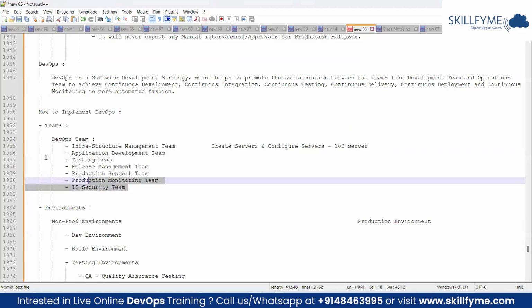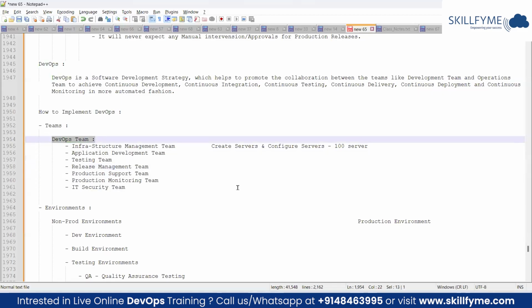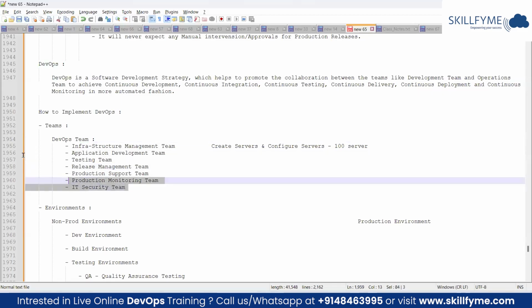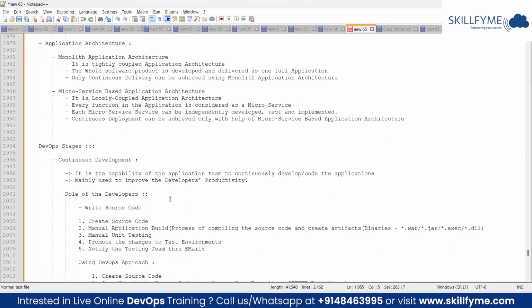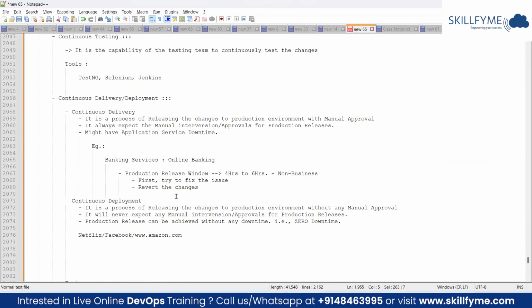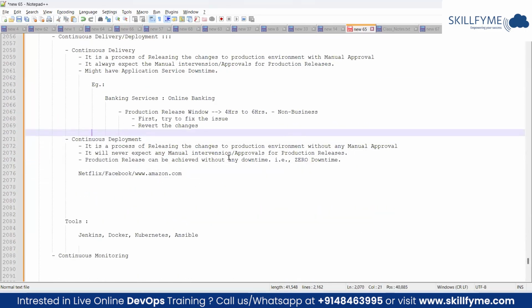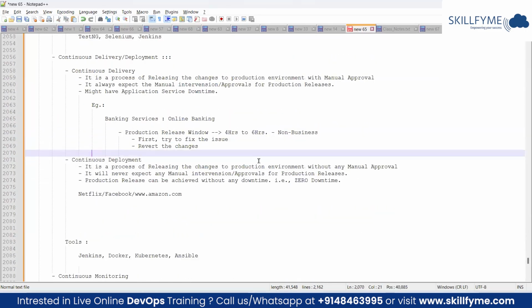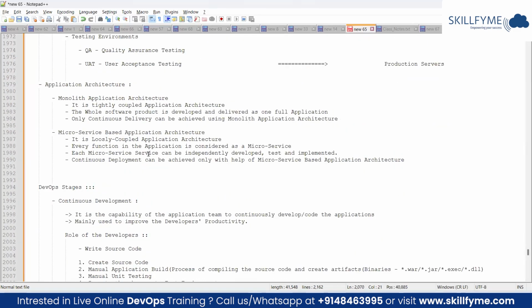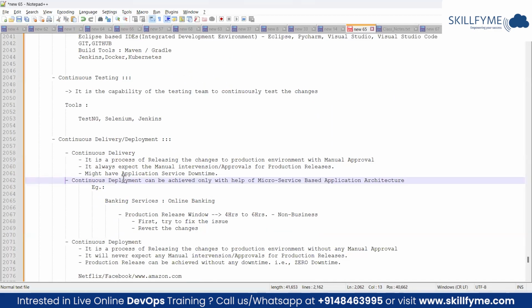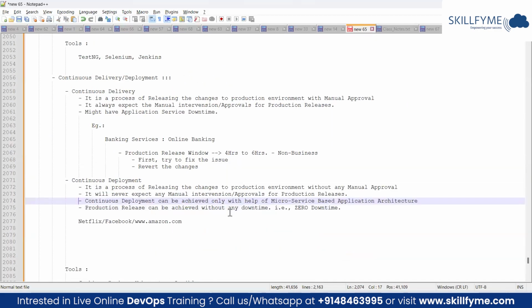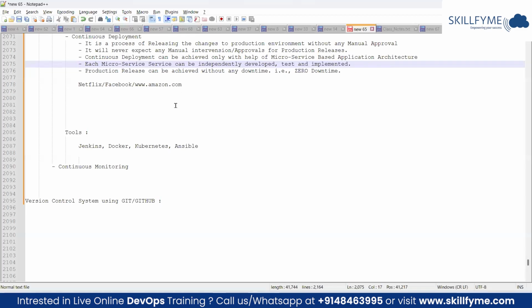So in order to speed up their activity, we introduced DevOps. Now the DevOps team will interact with all these teams, understand their pain points, and identify the scope for automation. And through automation, we can deploy to the target environment without any downtime. For that, the very first and core requirement is your application architecture. This is very important. Continuous deployment can be achieved only with the help of a microservice application architecture. All these pointers will help to justify this, so that is how we can implement it.